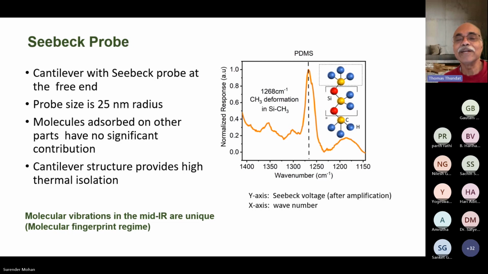And you can see the different peaks that you see come from whatever molecules are absorbed at the tip of the cantilever, that Seebeck probe. So you can easily identify this peak as the PDMS peak. Next slide.